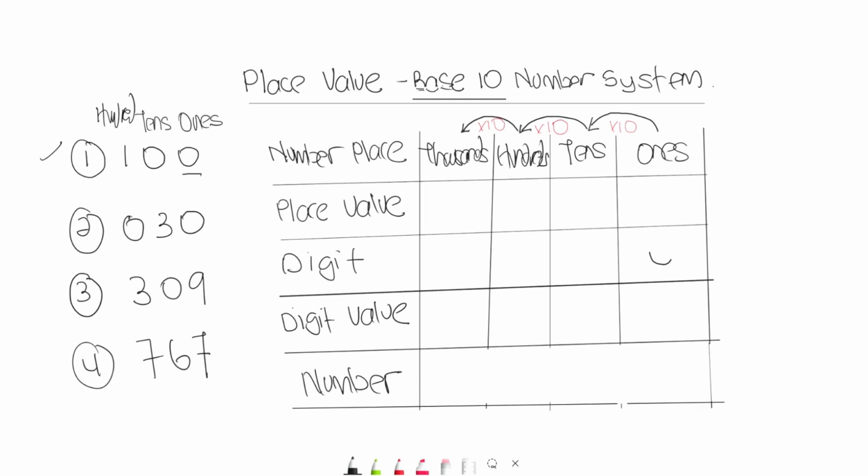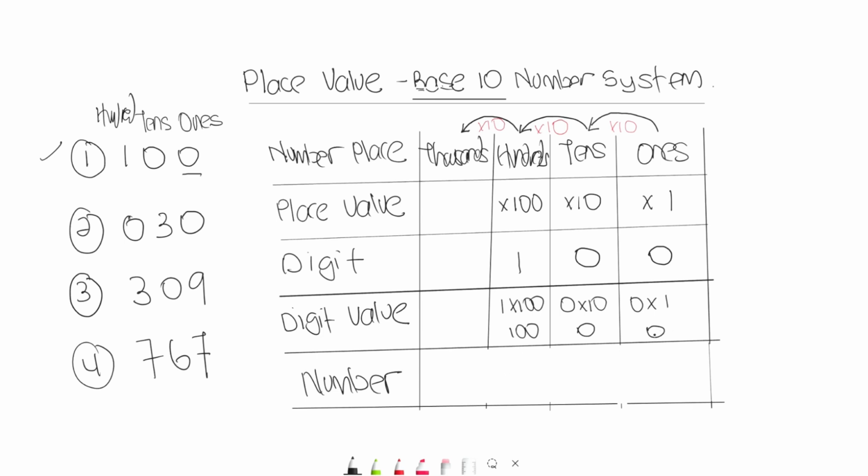So in the digits place, I'm going to put 0. In the tens, I have 0 tens, so there will be 0 tens. And in the hundreds, I have 1. So the place value here is multiplied by 1. This is multiplied by 10. And this is multiplied by 100. So what is the digit value? The digit value will be 0 multiplied by 1, which will be 0. Here 0 multiplied by 10, which is also 0. And here it would be 1 multiplied by 100, which will be 100.